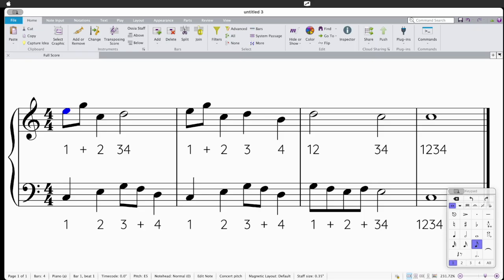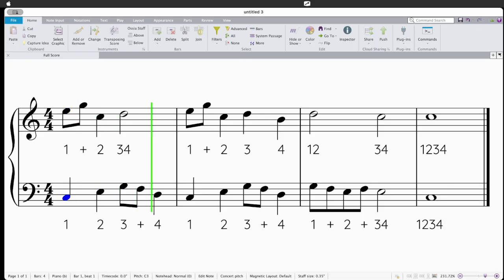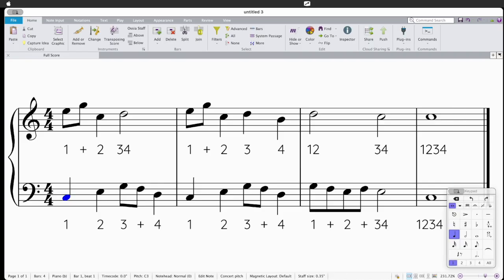And now I can come back and do the bass clef the same way. 1, 2, 3, and 4. 1, 2, 3, and 4. 1 and 2 and 3, 4. 1, 2, 3, 4. Stop. So practice counting out loud like that helps a lot.